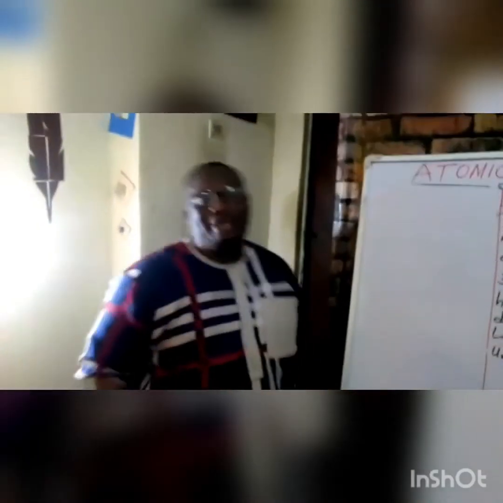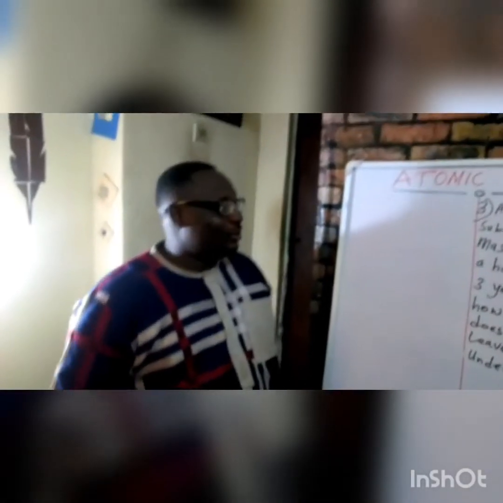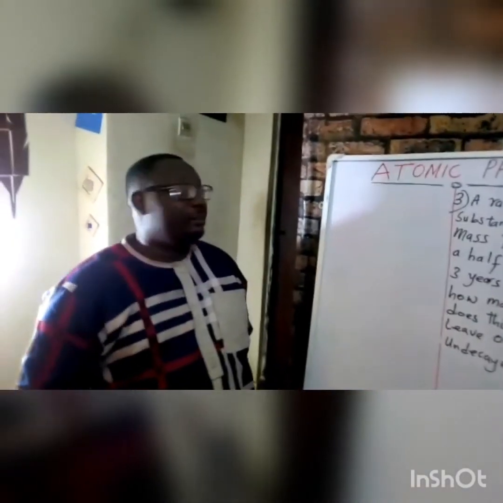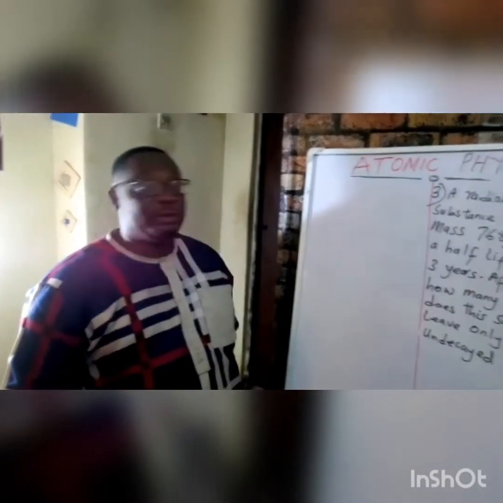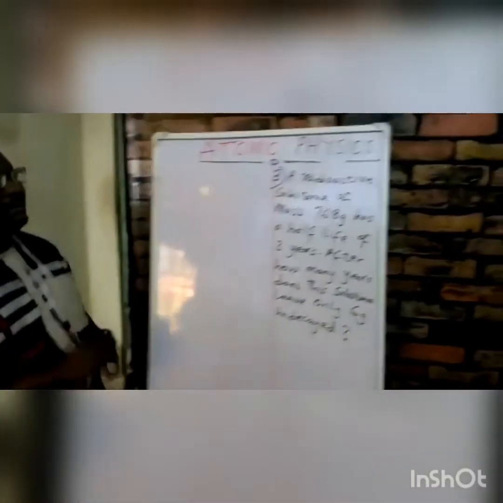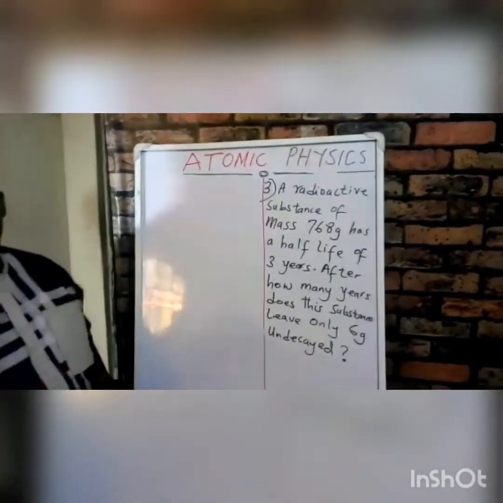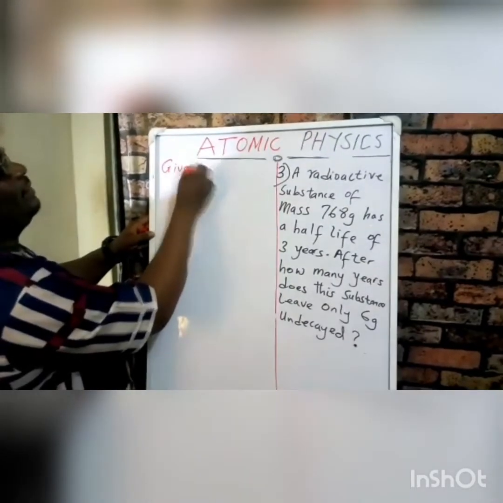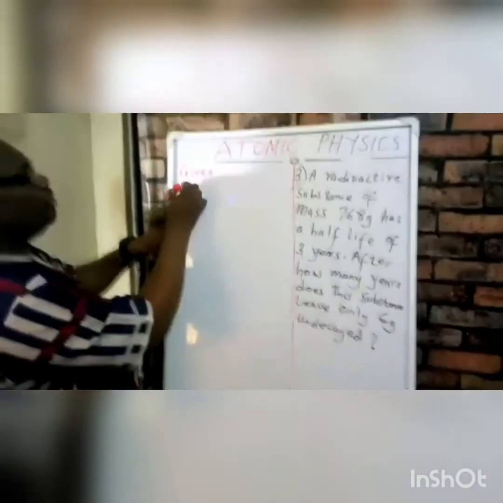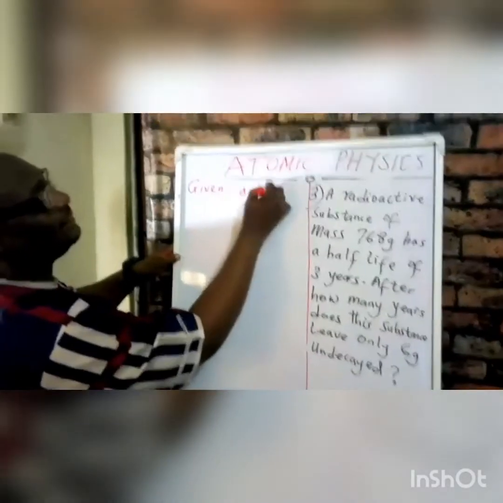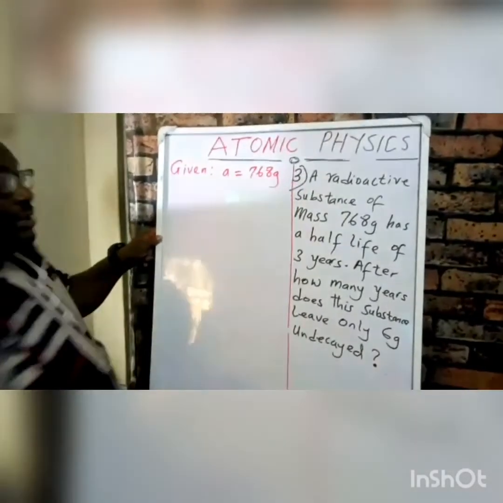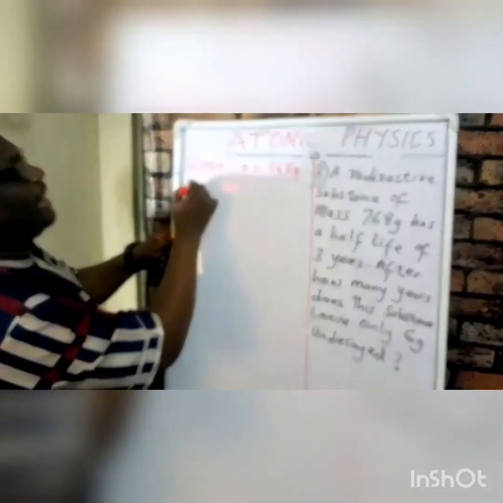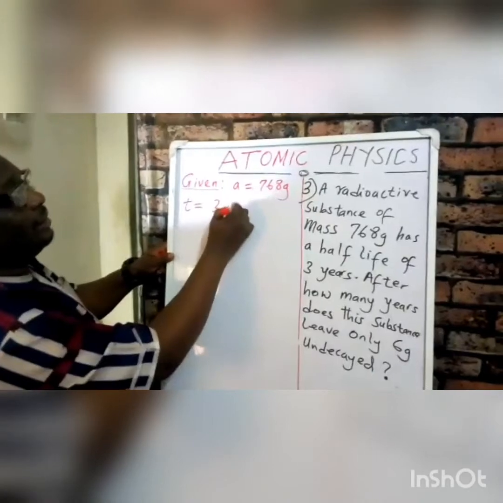That's a good one. Okay, students, we have another question on our board to further elucidate this concept, the mathematical and computational aspect of half-life. It says a radioactive substance of mass 768 grams. I'm going to delve straight into our analysis. The given. What are we given? We have the initial amount, A, as 768 grams. It has a half-life. We're told very clearly that the half-life T is 3 years.